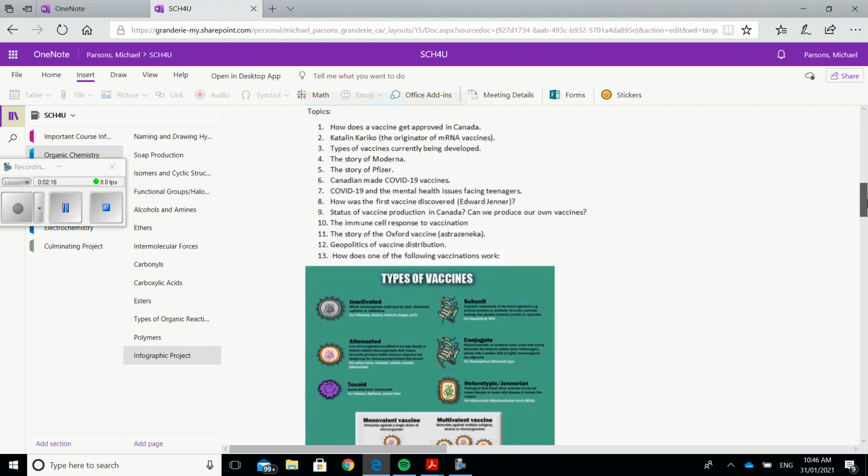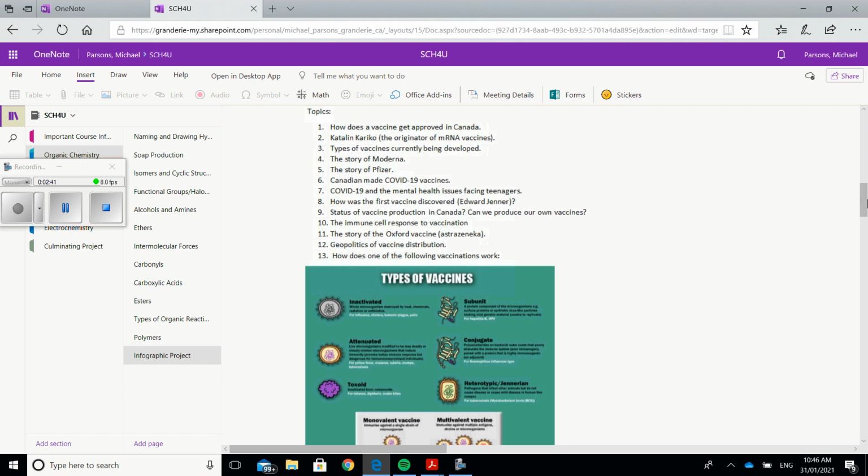Topics. So I've given suggested topics here. If you come up with something with COVID-19 that you're interested in, run it by me. I might be interested in it. So how does a vaccine get approved in Canada? I've got a person here, and she's the originator of mRNA vaccines, and her life history, or her history as she's gone through this, is very interesting.